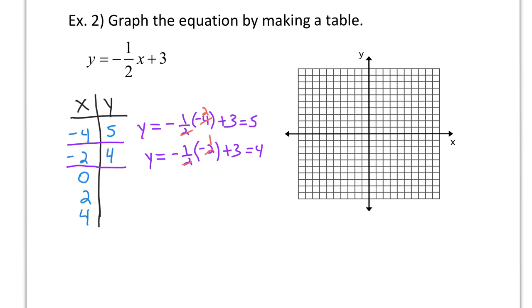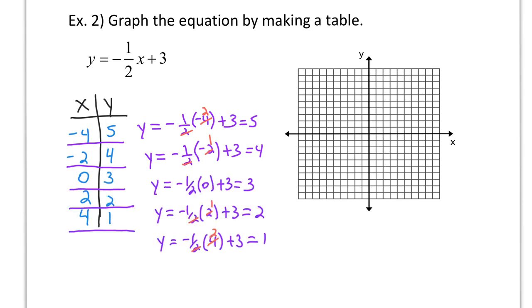So go ahead and pause the video. You can find the next 3 outputs. And I have my table already constructed. So notice I don't have fractions. I don't have to worry about those. I'm just going to graph the points. So we have 5 different points. -4, 5 is 1 point. -2, 4. And the next one, and the next one. So let's go ahead and graph those points.